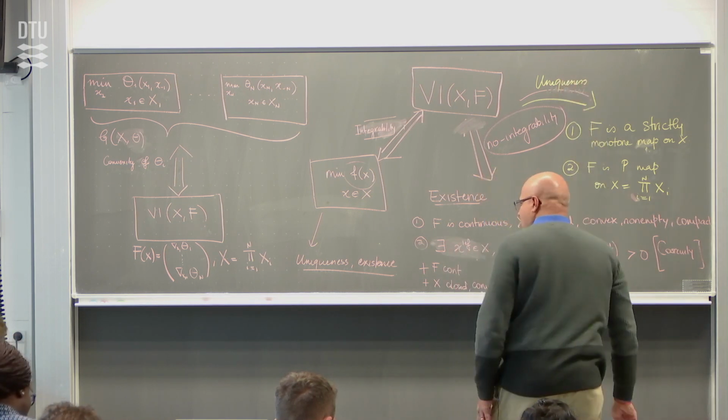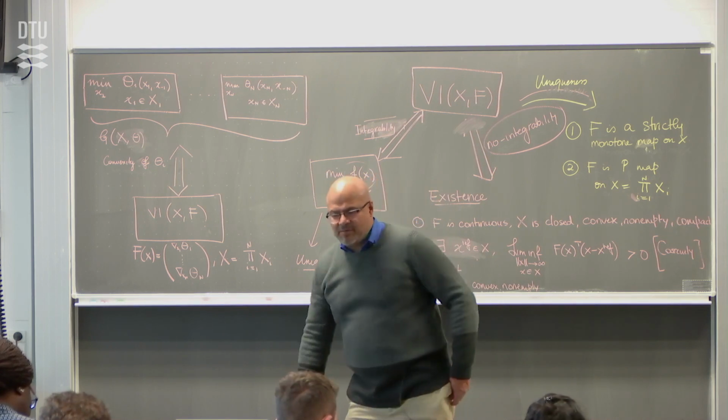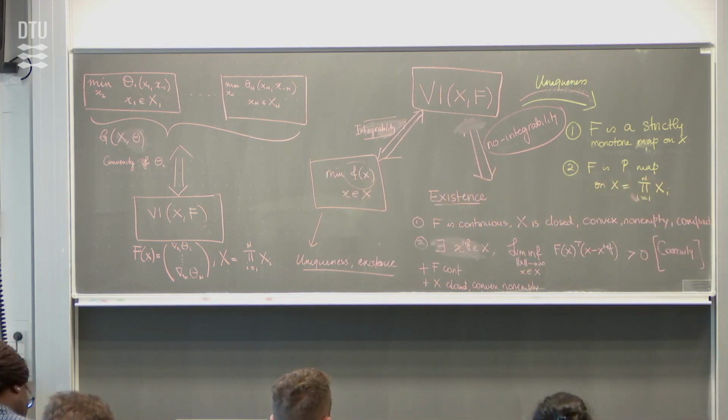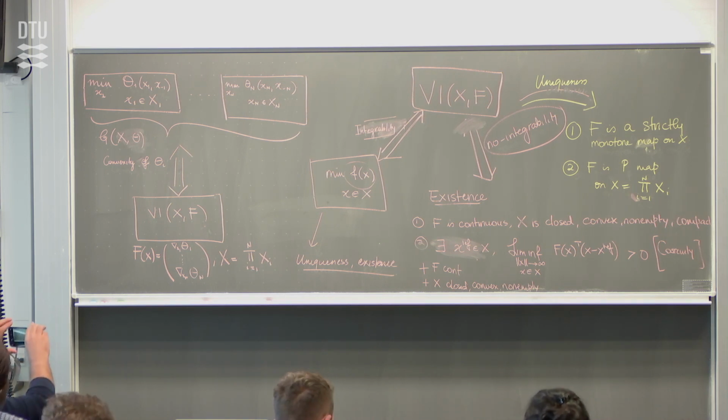Okay, so let's make sure that everybody's on the same page now. This is like a roadmap that allows you to go from optimization to convex Nash games. Why are they convex? Because each player's objective is convex.